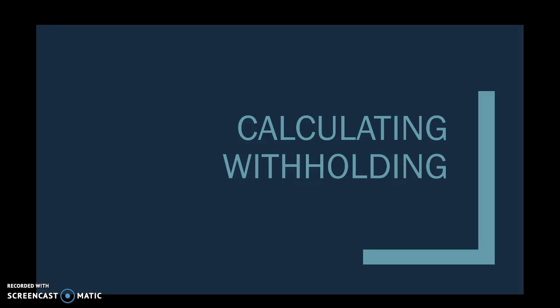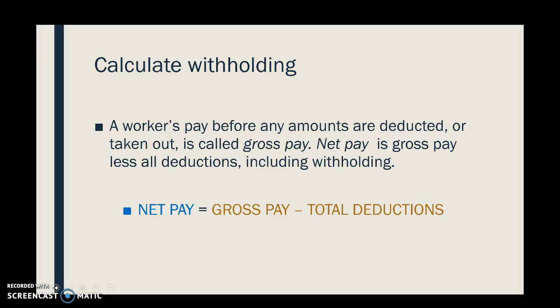Okay, so remember on the sales tax, we found our subtotal, we calculated tax, and we added it to our subtotal. So now we're moving on to calculating withholding, which is new, but definitely something you guys will catch on to quick. So calculate withholding. It is a worker's pay before any amounts are deducted or taken out. It's called gross pay. And then net pay is less all of your deductions.